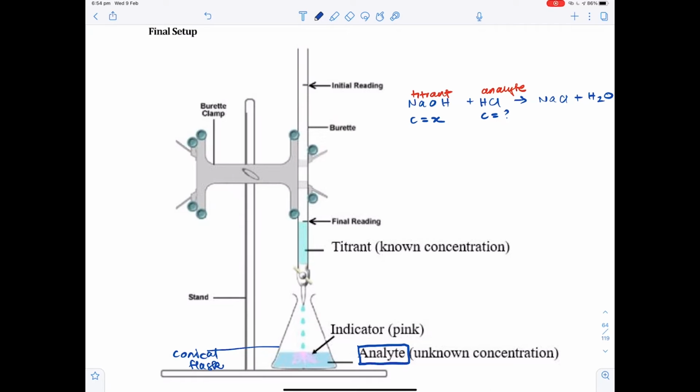And does anyone remember what volume I told you we would always have of our analyte that we'd be analyzing? 25. 25 ml, very good. So we'll be using glassware, and we'll talk about that soon, to accurately determine 25 ml. In fact, it'll be 25.00 ml of our analyte solution, which will be sitting here. Okay, and in this case, the analyte is HCl. So we're just going to write this. We don't know its concentration.